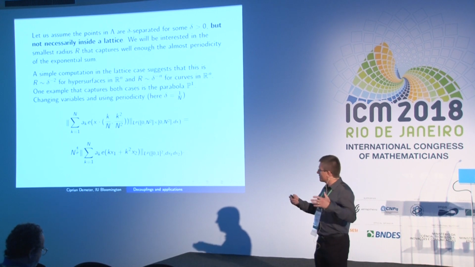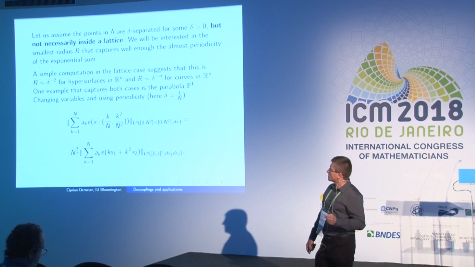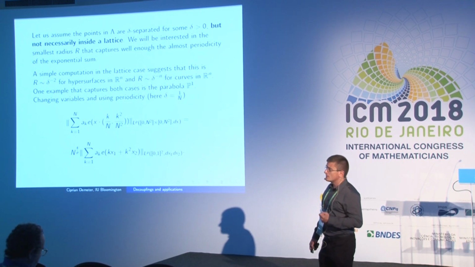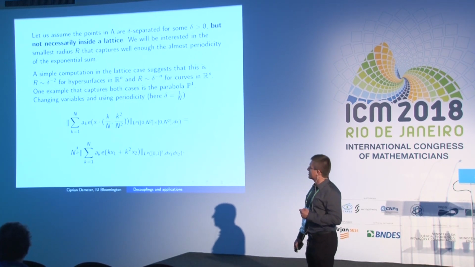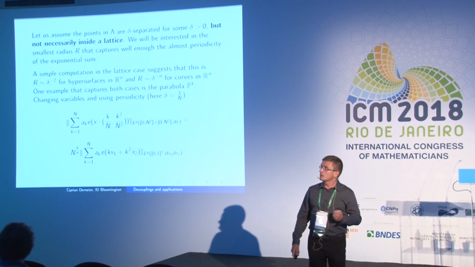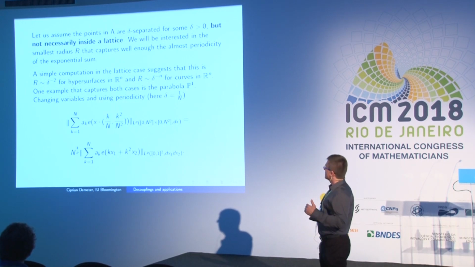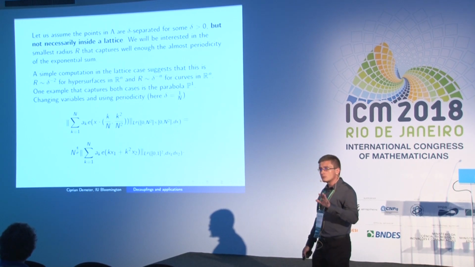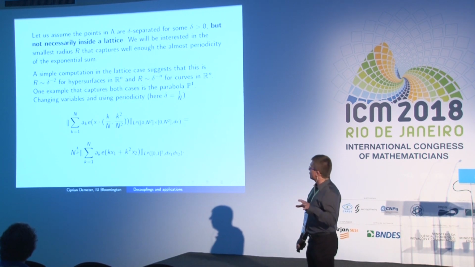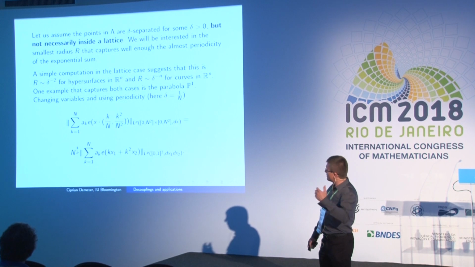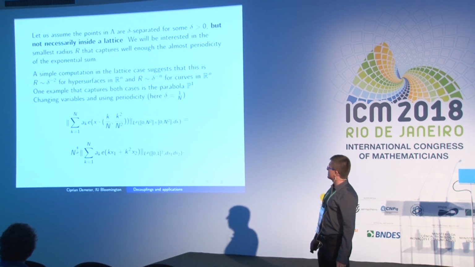I want to look at some sort of radius that captures almost periodicity in an average sense and in a rather sharp way. And there is a simple computation that I'm going to give you here, which shows that actually for hypersurfaces in R^n, this radius is roughly delta to the minus 2. We're always looking at the smallest radius. And for curves, it depends on the dimension. It's of the order of delta to the minus n.